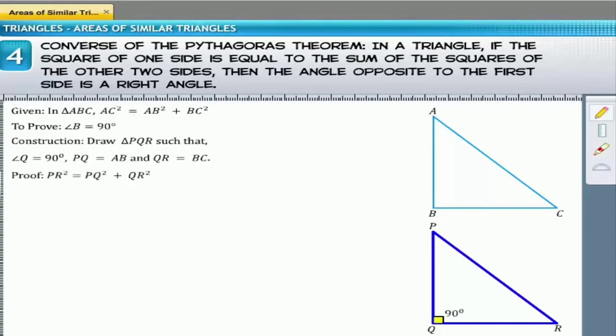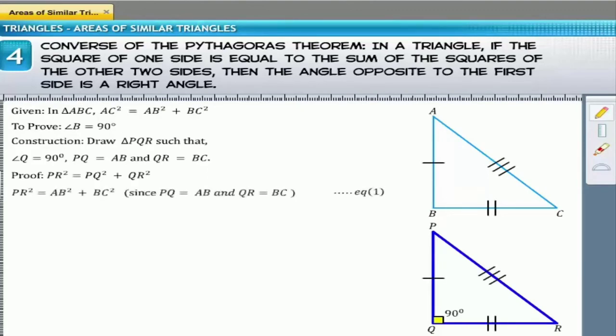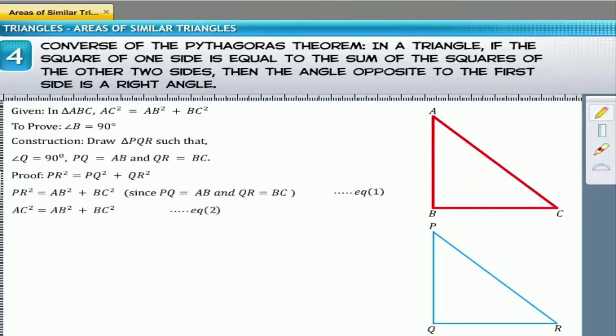By construction, we know that the corresponding sides of triangles ABC and PQR are equal. Thus, PR square is also equal to AB square plus BC square. Let's assign this as observation 1. We know that AC square is equal to AB square plus BC square. Let's assign this as observation 2. From observations 1 and 2, we get AC is equal to PR. Let's assign this as observation 3.